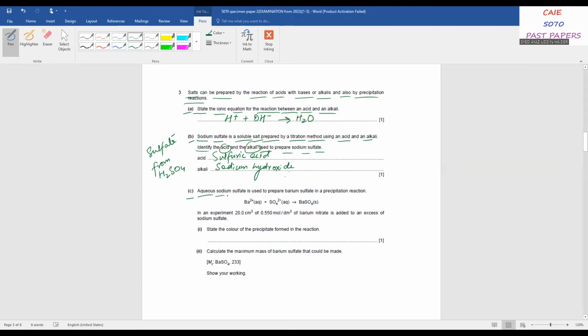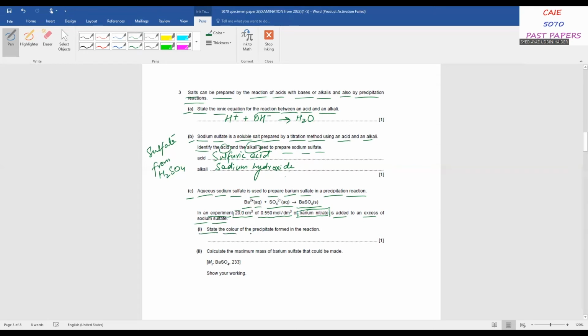C, aqueous sodium sulfate is used to prepare barium sulfate in a precipitation reaction. This is the ionic equation: Ba2+(aq) plus SO4 2-(aq) gives BaSO4(s). S means solid. In an experiment, 20 cm3 of 0.550 mol per dm3 barium nitrate is added to an excess of sodium sulfate. Barium nitrate is the limiting reagent, so we will use the data of this barium nitrate.